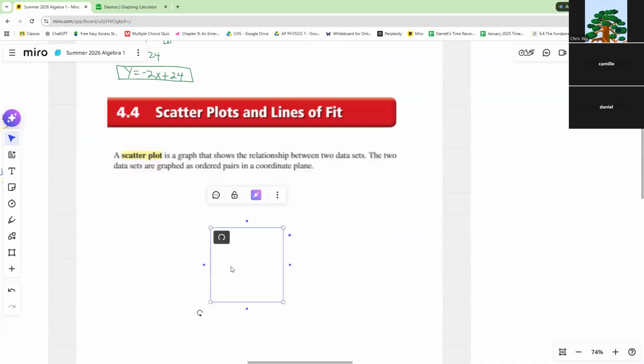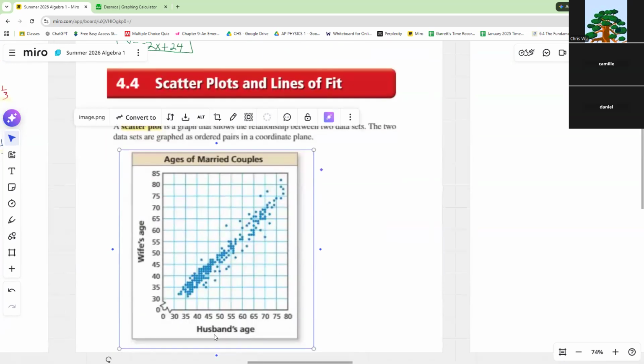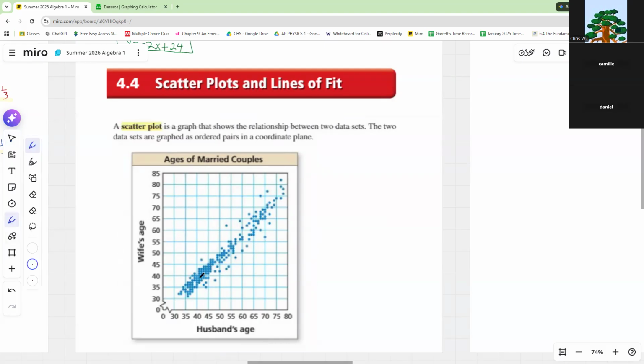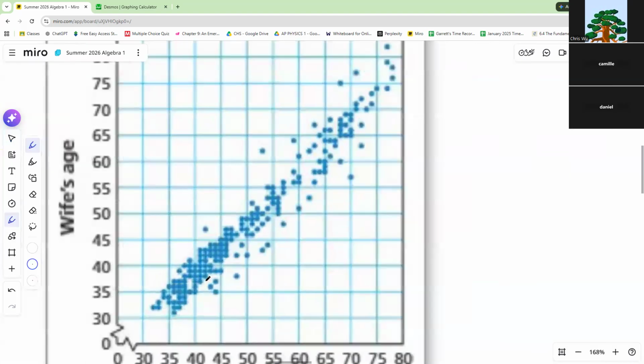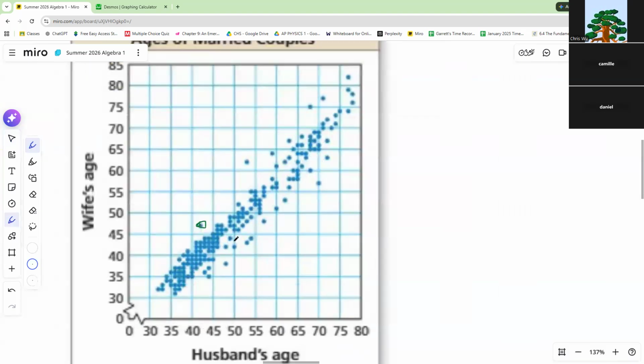here is a graph of correlations between married couples, right? Age of married couples. We have a bunch of people, and we have husband's age and wife's age. Essentially, we interview a bunch of couples, and let's see this point over here. What does that represent? That means this particular couple, the husband is maybe around 43, and the wife is around 47. That's what this dot means. And this dot over here means the husband is maybe 49, and the wife is about 44, perhaps. So each of these dots represents a married couple.